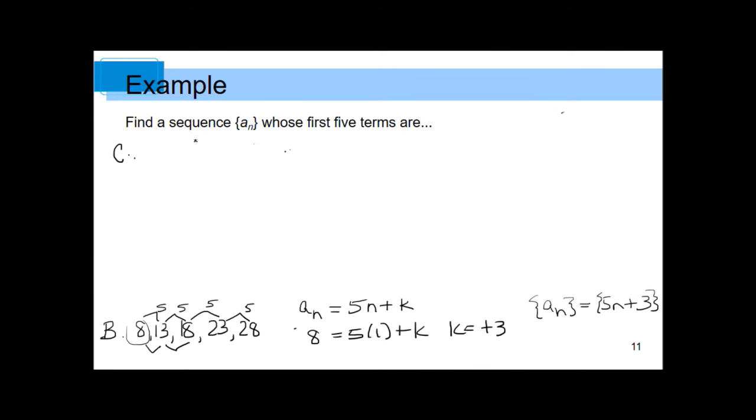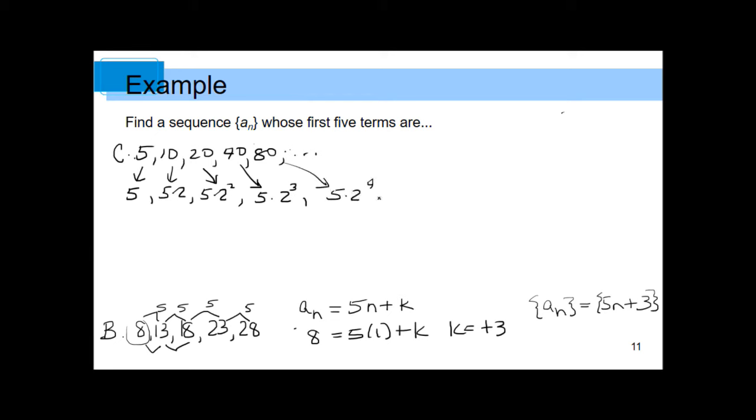Okay, so for part C, we had 5, 10, 20, 40, 80, and remember we observed that it was doubling each time. Notice that means we're taking 5, and then 5 times 2, and then 5 times 2 times 2, although I'm going to write that as 5 times 2 squared, which gives you 20. And then for 40, we have 5 times 2 to the third, 5 times 8. Because we're doubling each time, we're increasing the number of factors of 2. So in the next one, we're going to have 5 times 2 to the fourth, right?